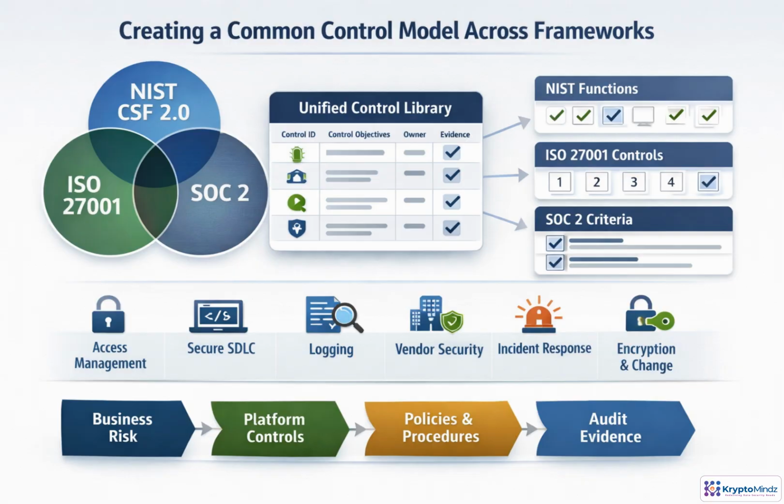In practice, most organizations do not need three separate control programs just because they report against three frameworks. A stronger model is one unified control library with clear IDs, objectives, owners, implementation details, and evidence expectations. Each control can then map to NIST CSF functions, ISO clauses and annex controls, and SOC 2 criteria. This keeps access management, logging, encryption, incident response, vendor security, and change management consistent while preserving traceability from business risk to audit evidence.